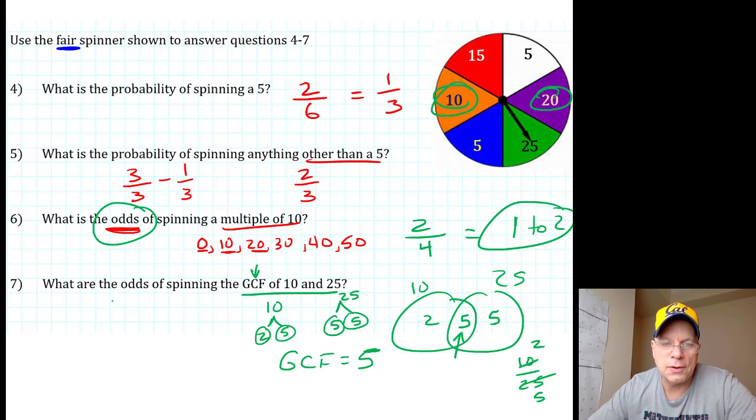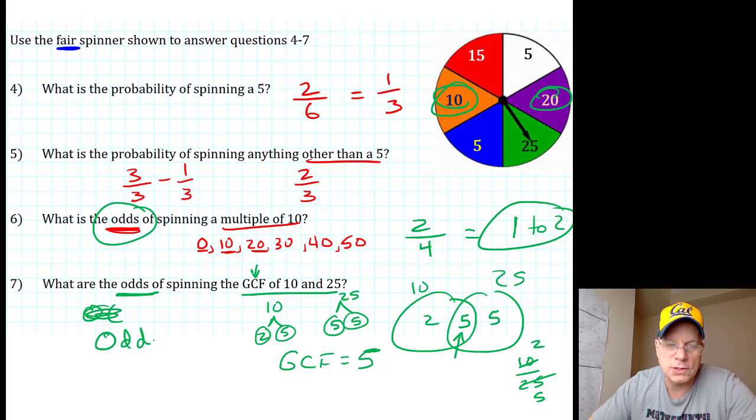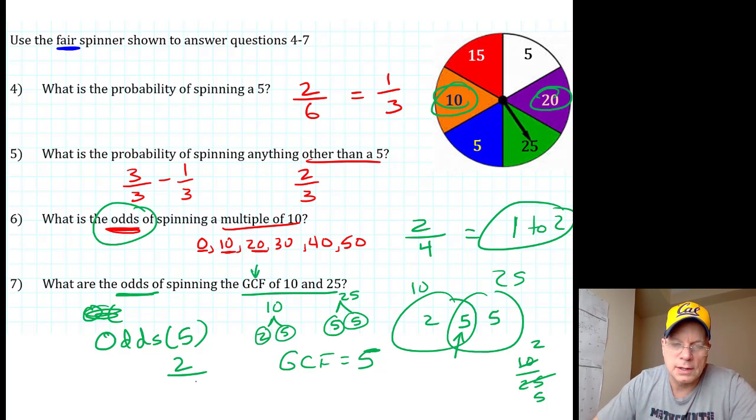So then once you know that, it's the same as saying the odds of, I should really spell the word odds so that's not confused for a 0, the odds of spinning a 5. When there are 2 5s, so 2 favorable outcomes, 4 unfavorable outcomes, the spaces that are not 5. And so that's again 1 to 2.